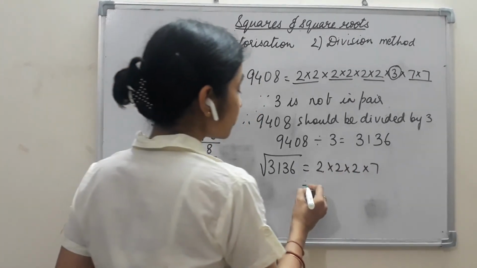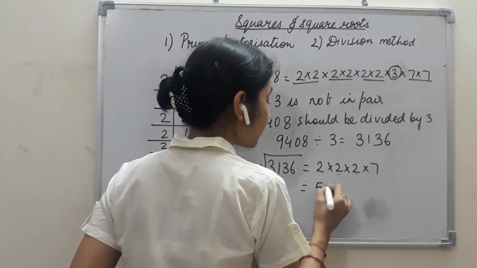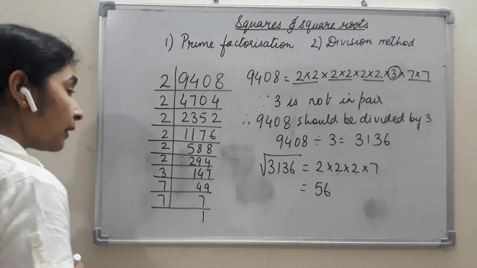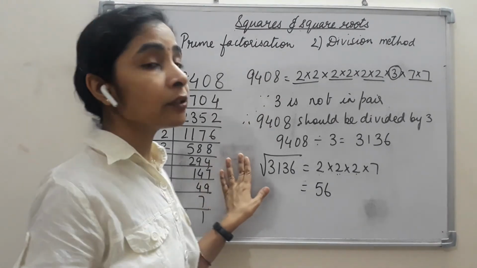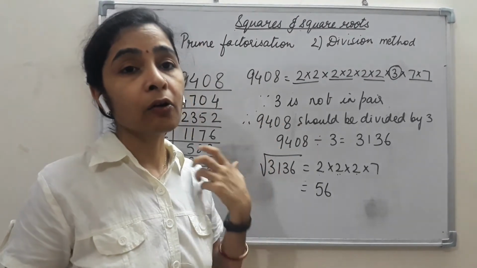Okay, so 2 2s are 4, 4 2s are 8, 8 7s are 56. So it is the square of 56. Okay, so like this we can do any question, like if we are asked to multiply or to divide.